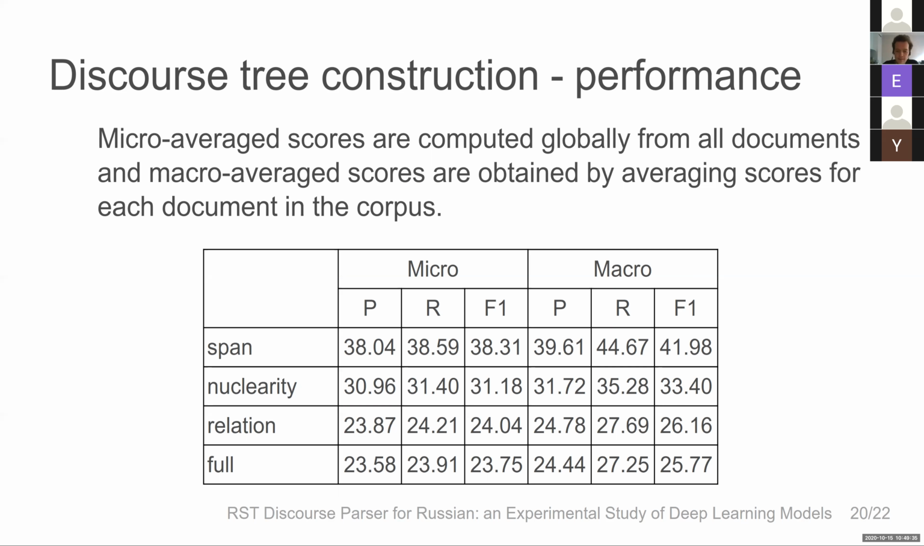The span stands for unlabeled tree construction, nuclearity stands for unlabeled tree construction with nuclearities. Relation is for unlabeled tree construction with relations and without nuclearities, and the full score is in the last row.